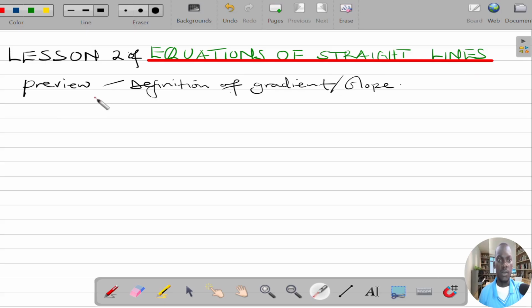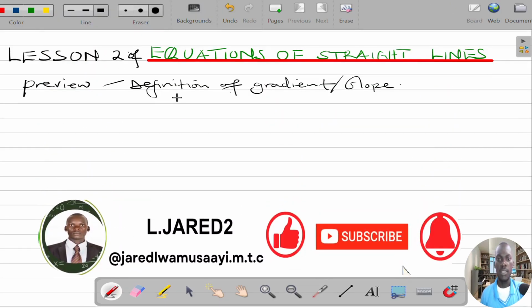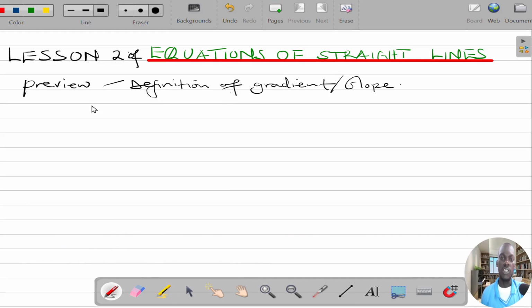In the previous lesson, lesson 1, we talked of the definition of gradients or slope, and we said that gradient is just the ratio of the vertical rise to the horizontal run. We also said that we use the formula change in y values divided by the change in x values to determine the value of the gradient or slope.